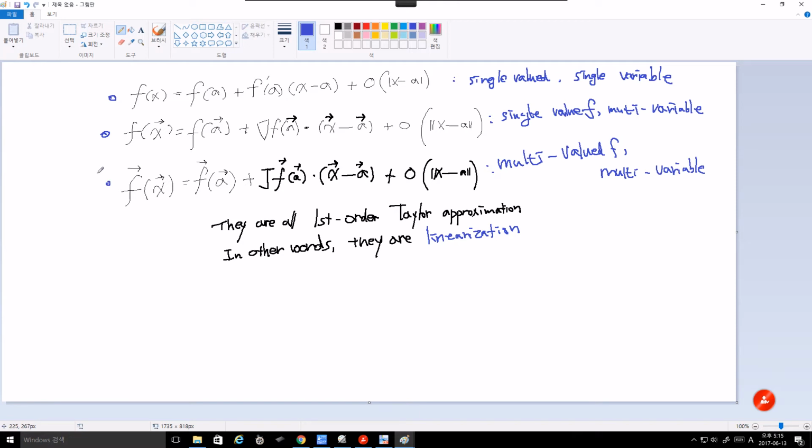So here, yeah, this is the first derivative, and then this is a gradient. The third one is a Jacobian. Gradient, and then first derivative. Okay.